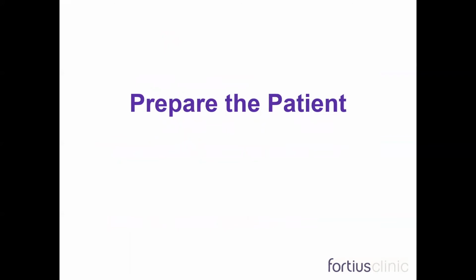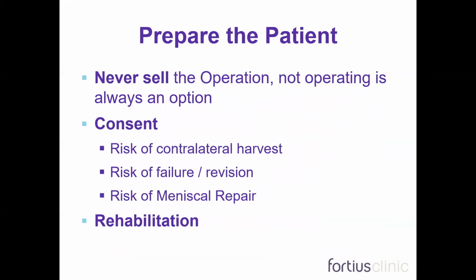In terms of preparing the patient, it's very important, as I've mentioned, never to try and sell the operation, but rather counsel the patient regarding the pros and cons of their treatment options and support their decision-making. As well as consenting the patient for the usual risks of surgery and anesthesia, it's very important to consent your patient every time for your backup graft option, which is either an alternate graft, for example, switching from a BTB to a hamstring, or potentially a contralateral graft.